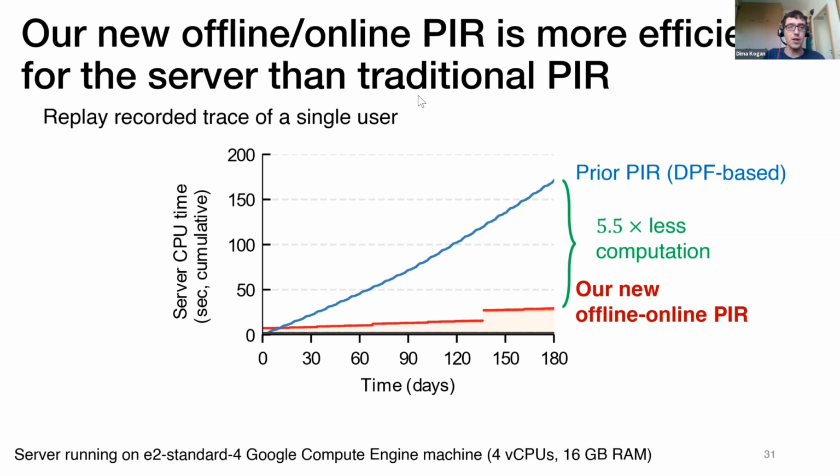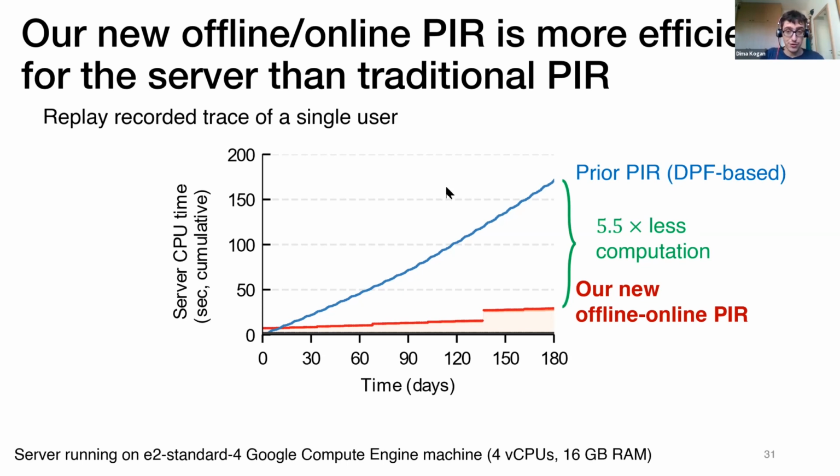So first of all, we can look at the amount of server work, which is one of the core metrics that we try to optimize. And we can see that our new offline-online PIR is more efficient than traditional PIR. It uses roughly 5.5x less computation on the server than traditional PIR. Here on the x-axis, you see the time horizon, the user using the system for a few months, and the cumulative server time that the server spends on responding to those queries.